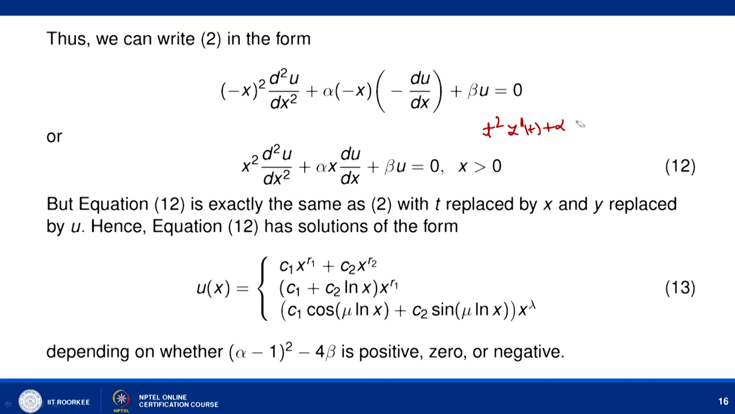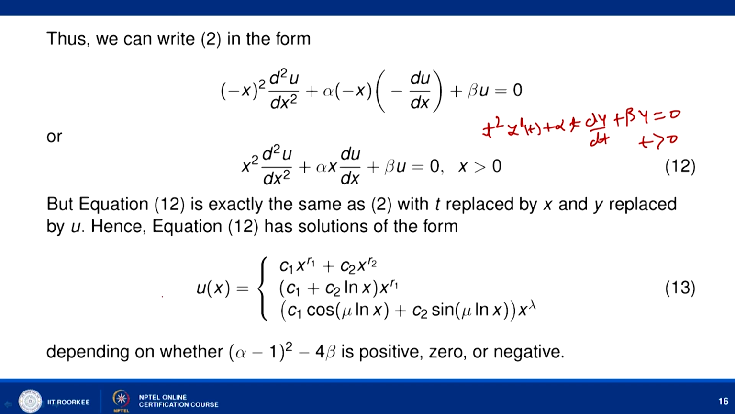So, here we have alpha t dy/dt plus beta y equal to 0. Here we have assumed that t is greater than 0. If you look at these two equations, then it is exactly the same. The only thing is that y is replaced by u and t is replaced by x, and we already know how to find the solution.